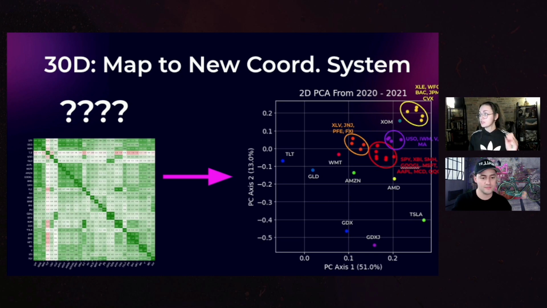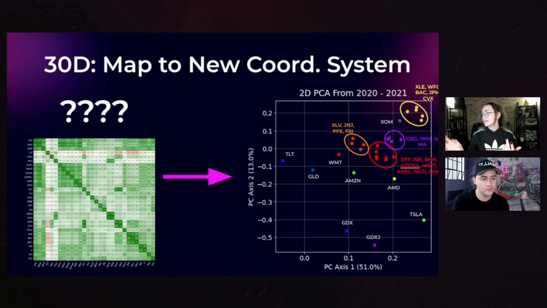You have TLT, GLD, Walmart and Amazon and AMD and Tesla, and then GDX, GDXJ. That shows you that some of these components can add more diversification than some of the components that are more closely clustered together in this PCA plot, which is exactly what you would expect, right?